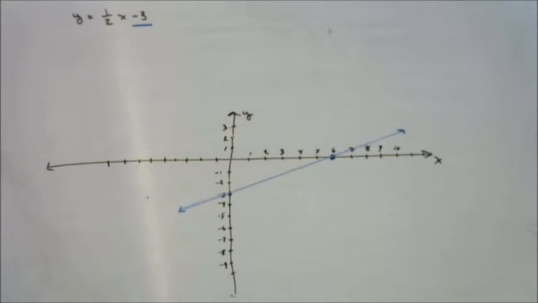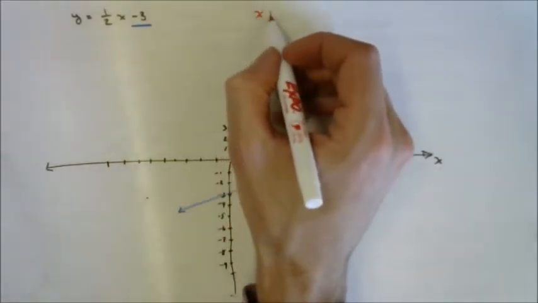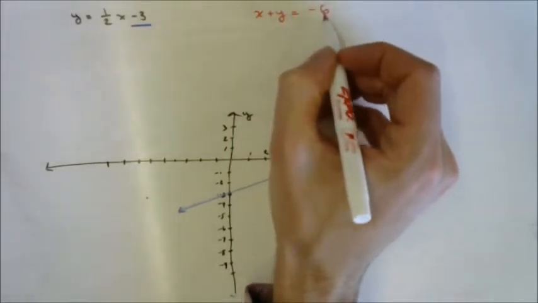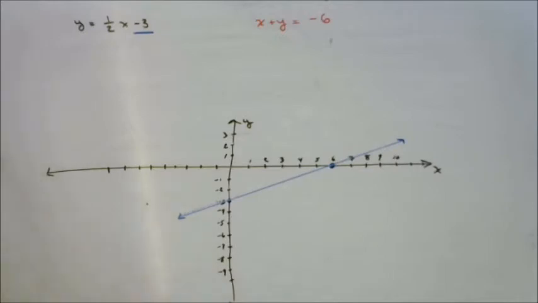And our other line is x plus y equals -6. Now, do I know what that line looks like just by looking at it? The y-intercept is -6. No, I do not know what it looks like just by looking at it. I could convert into y equals mx plus b, or I could find the x and y intercept, which will give me 2 points, and I can draw a line. I'm going to do that.